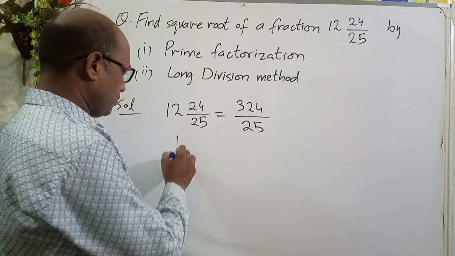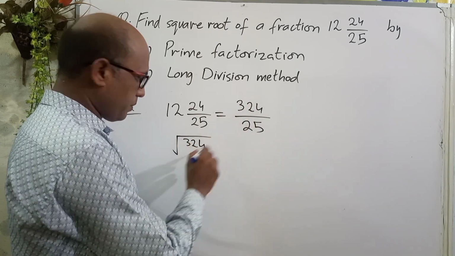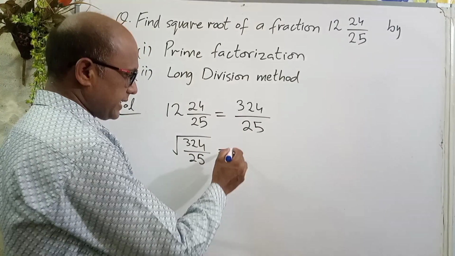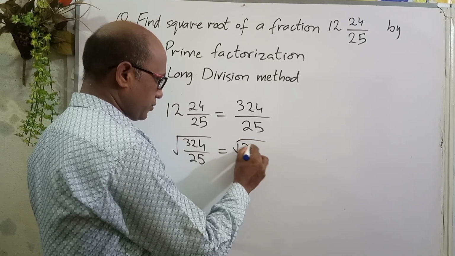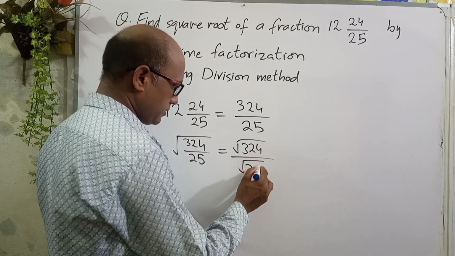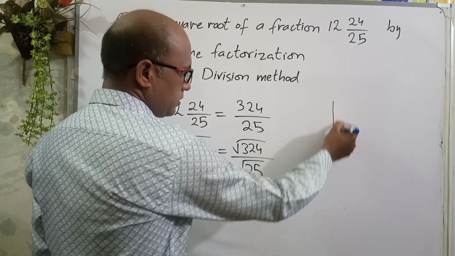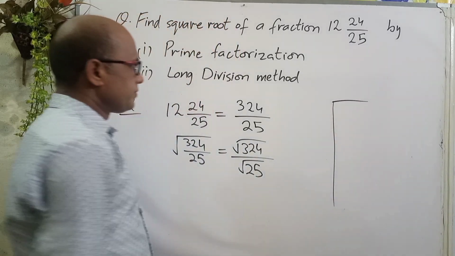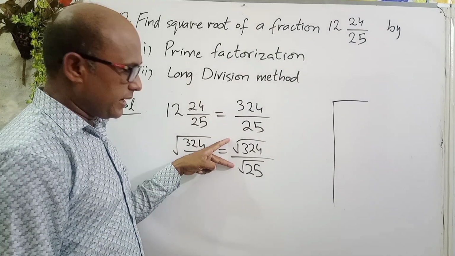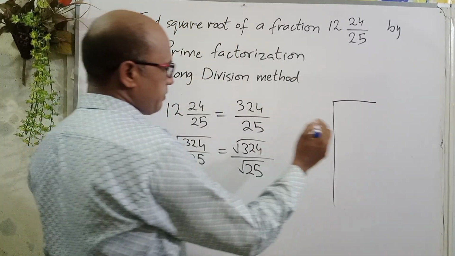So by taking the square root of this fraction, which is an improper fraction, by separating the square roots on the numerator and the denominator, now we have to apply the long division method on both numerator and the denominator. This is the long division method, students.